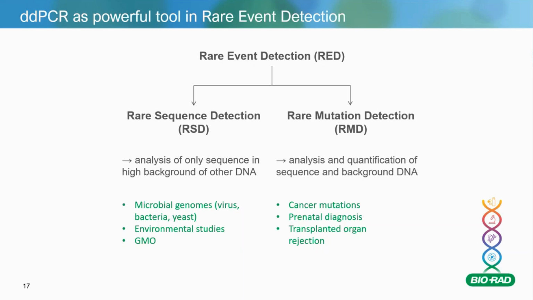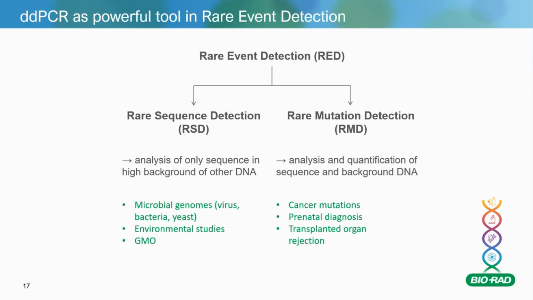So maybe you're looking at a pathogen in a human host, like in environmental studies, or microbial genomes or viruses in a host's presence, or you're looking at rare mutation detection. Now, in rare mutation detection, something like a cancer mutation, you're looking at both the background and the sequence. You want to know both of those in quantity because you want to measure the wild type versus the mutant type. So both can be utilized for ddPCR, and it's a really helpful tool to monitor both.